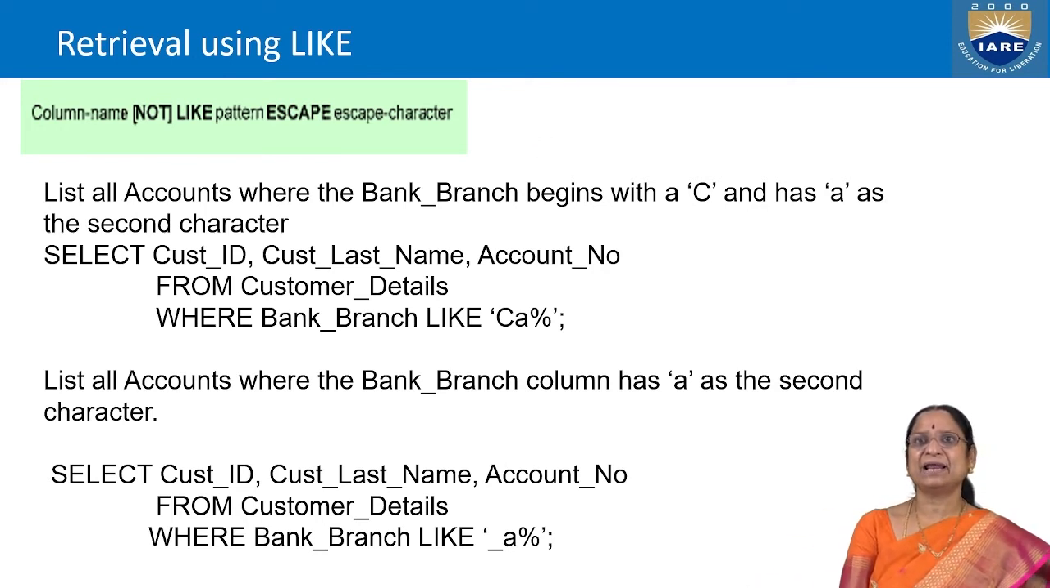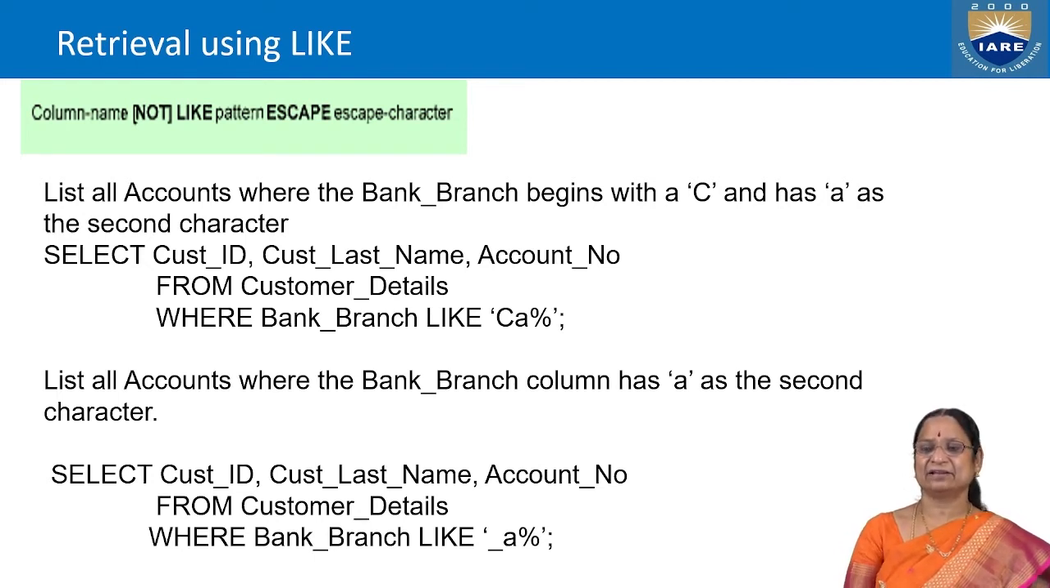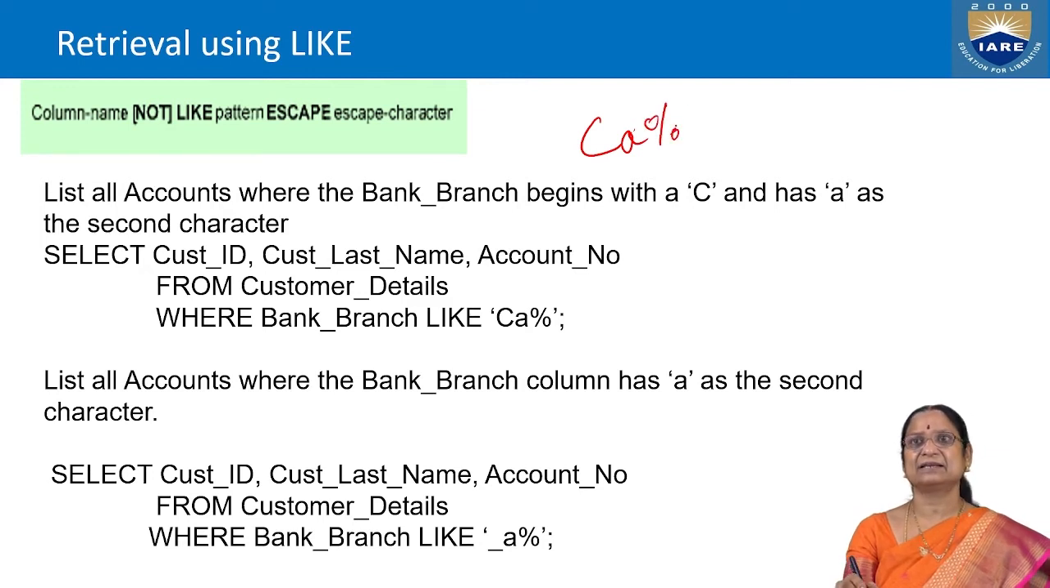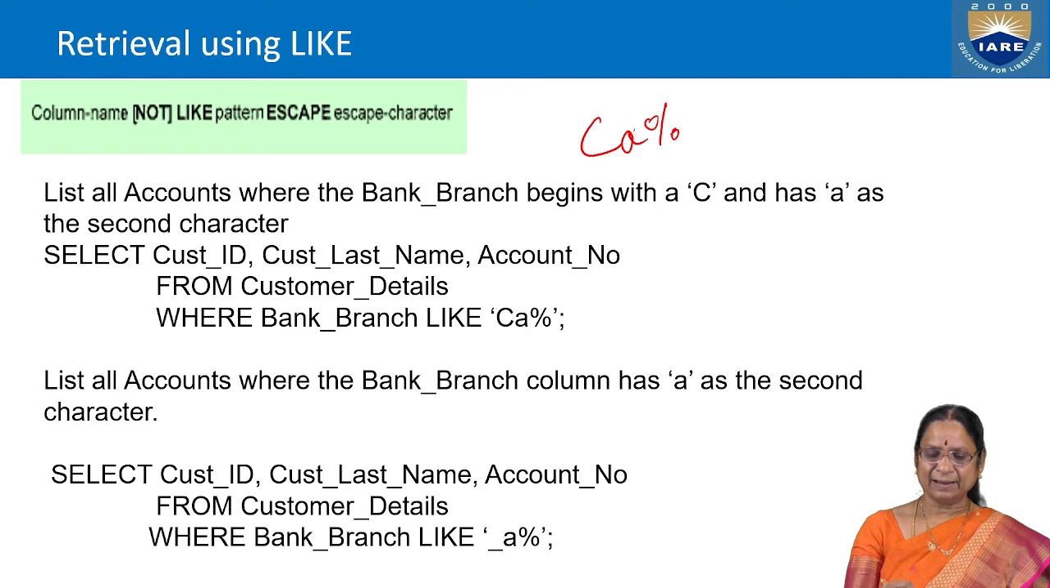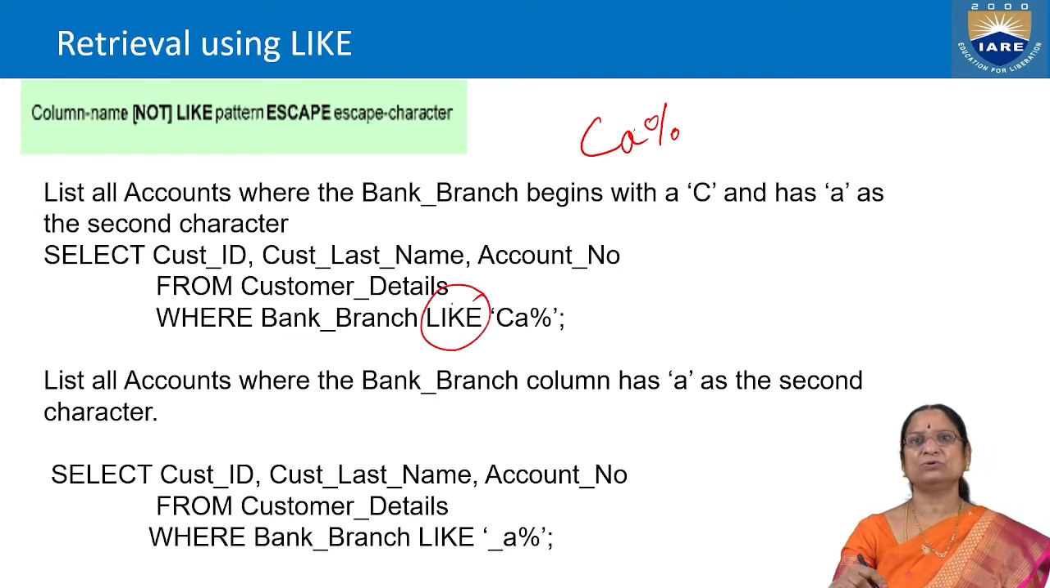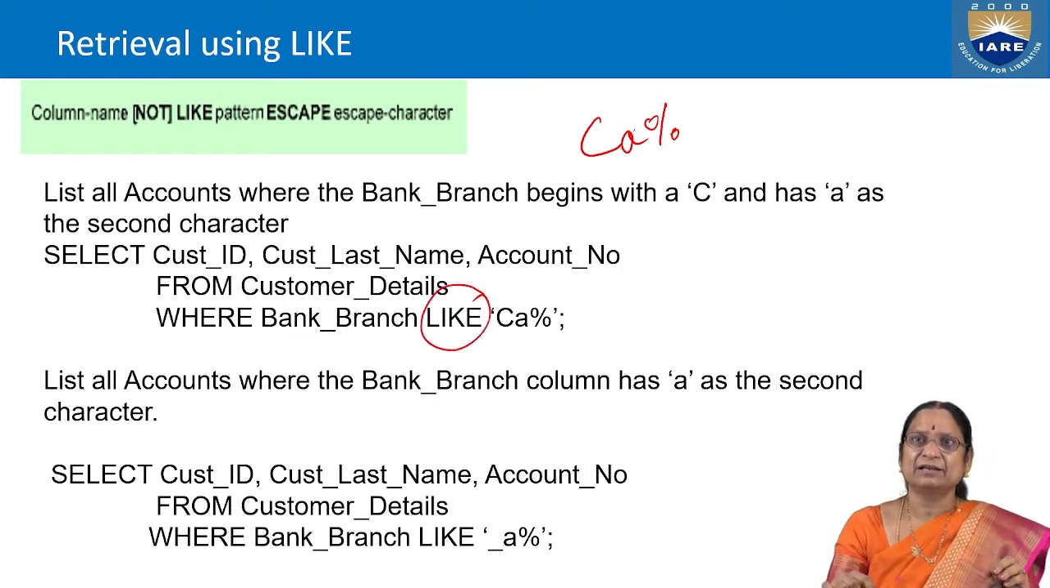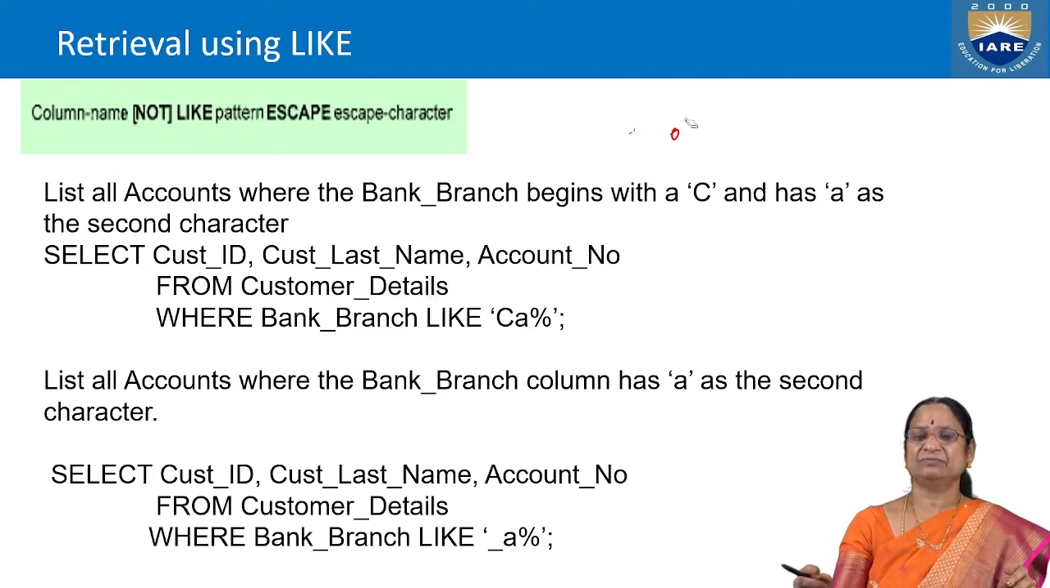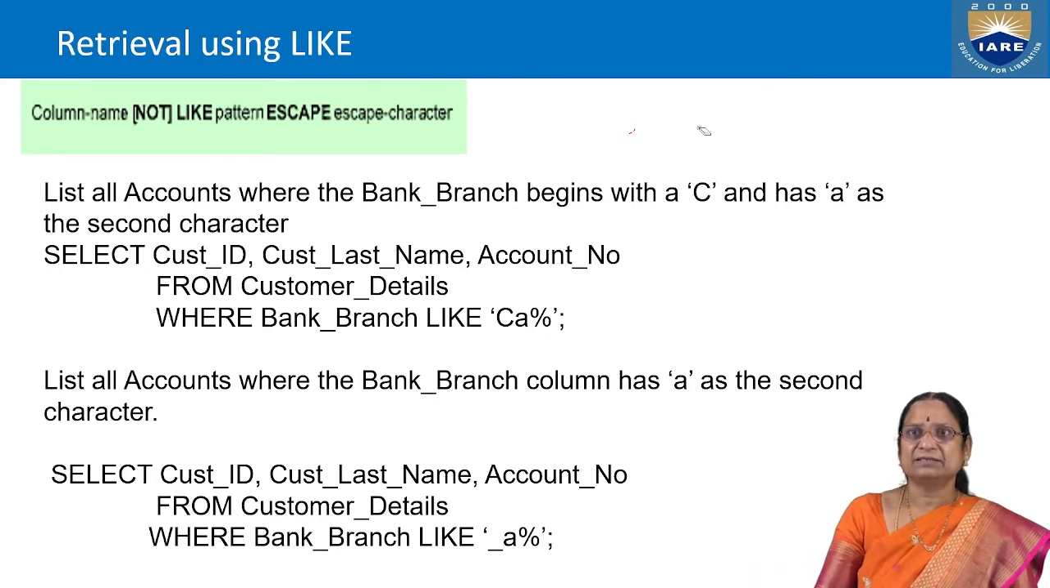List all accounts where bank branch begins with C and has A as the second character. Begins with C. What is the first character? C. What is the second character? A. What are the remaining characters? Anything. So we are using percentile. Percentile means replacement of all other characters, any character, any number of characters. So where bank branch is LIKE, instead of using equal to, we can use the LIKE operator, within quotations, because we are comparing strings, no? So that's why within quotations, character strings.